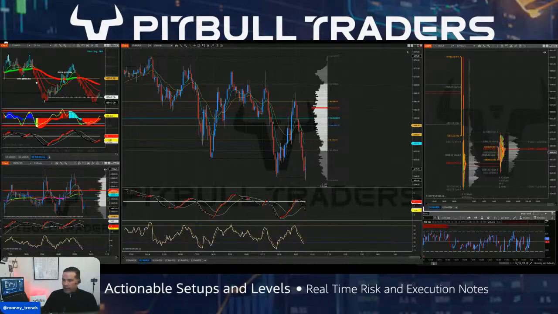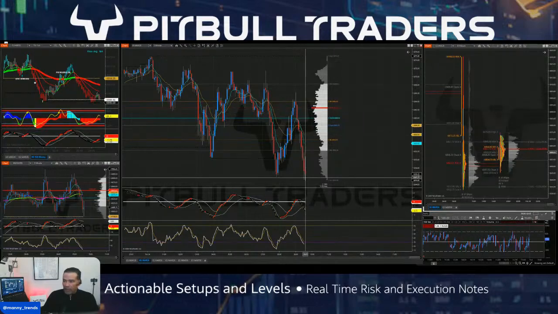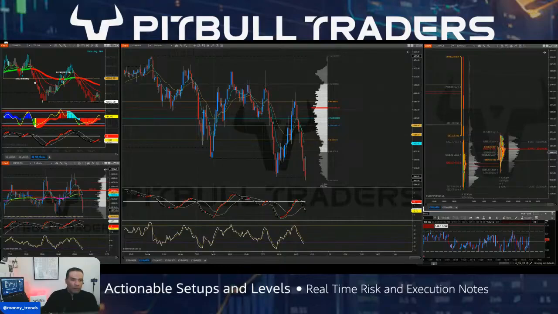Already we can see that we already, so look at this. All right, guys, heads up. So we already tested the overnight low, and immediately let's see what happens here. I think order flow reads are going to be really important today.